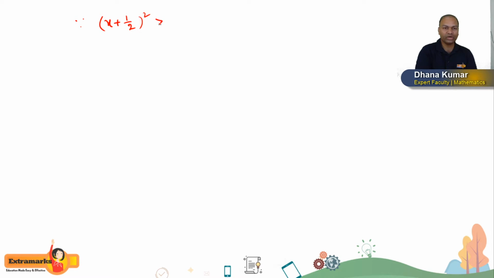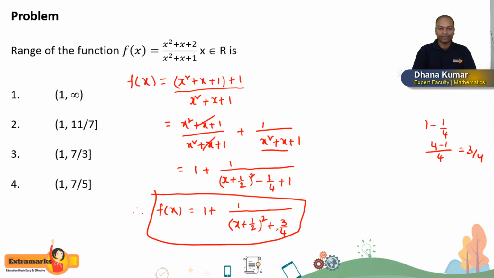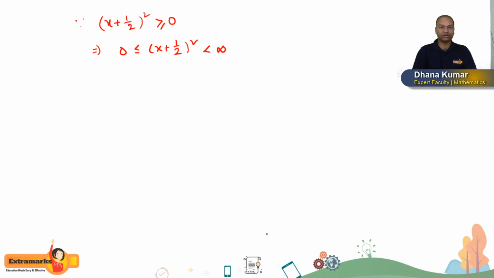In general, the square of any value is always greater than or equal to 0. Is it correct or not? Right? Square of any value is always greater than or equal to 0. Fine. Means x plus 1 by 2 whole square is greater than or equal to 0. This can be written as 0 less than or equal to x plus 1 by 2 whole square, which is less than up to what? Infinity. Okay. Now you see next here plus 3 by 4 is there, right?